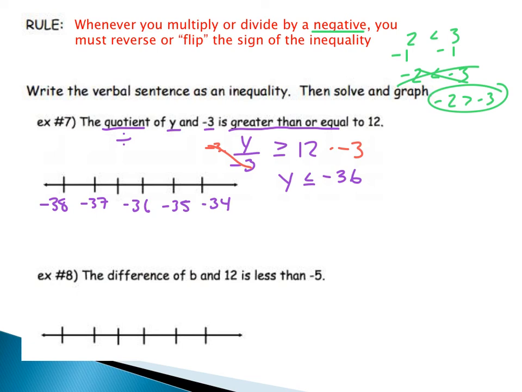To represent then the solution, I'm going to put a closed dot at my boundary of -36, and I want to represent anything less than, so that's going to go towards the more negative numbers to the left. Okay, so again, careful with that negative sign.